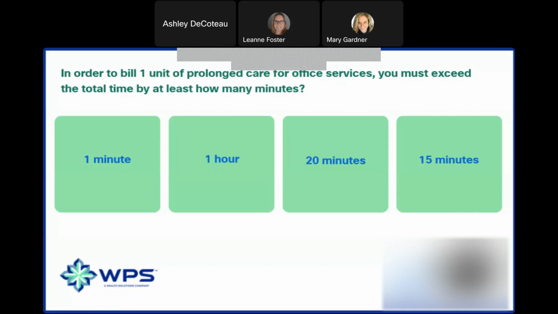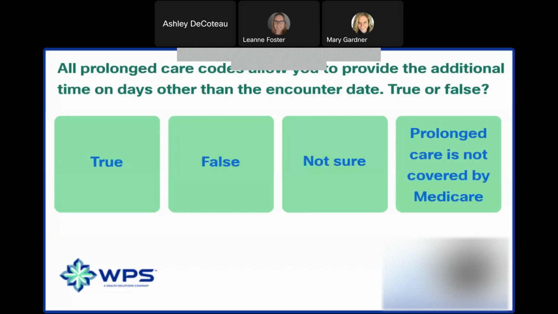For example, on a new patient office visit, CMS describes the highest level of service as 60 to 74 minutes. So you must exceed 74 minutes by at least 15 minutes to bill prolonged care. And we'll actually look at where that is after our next question.